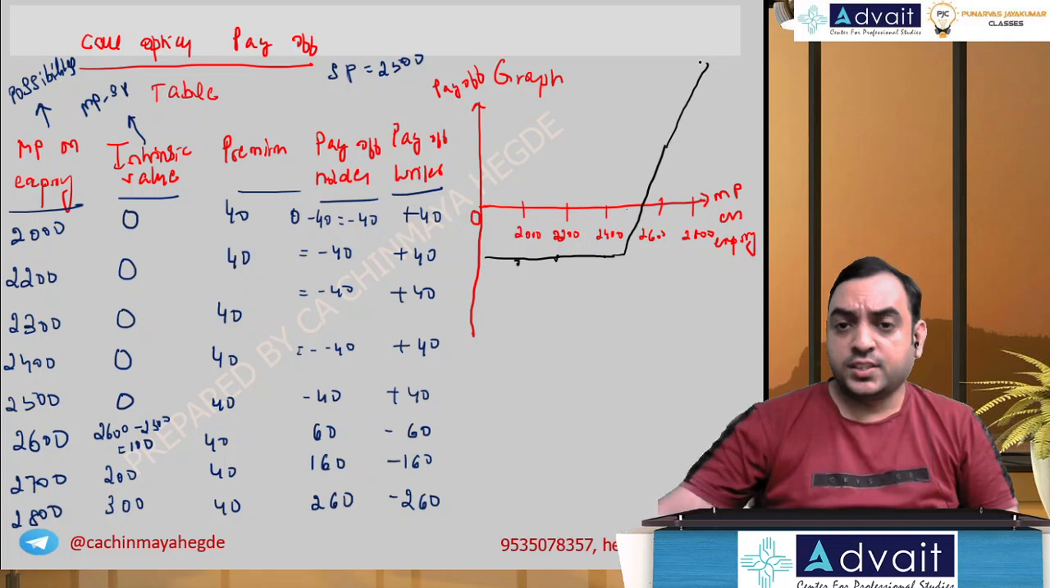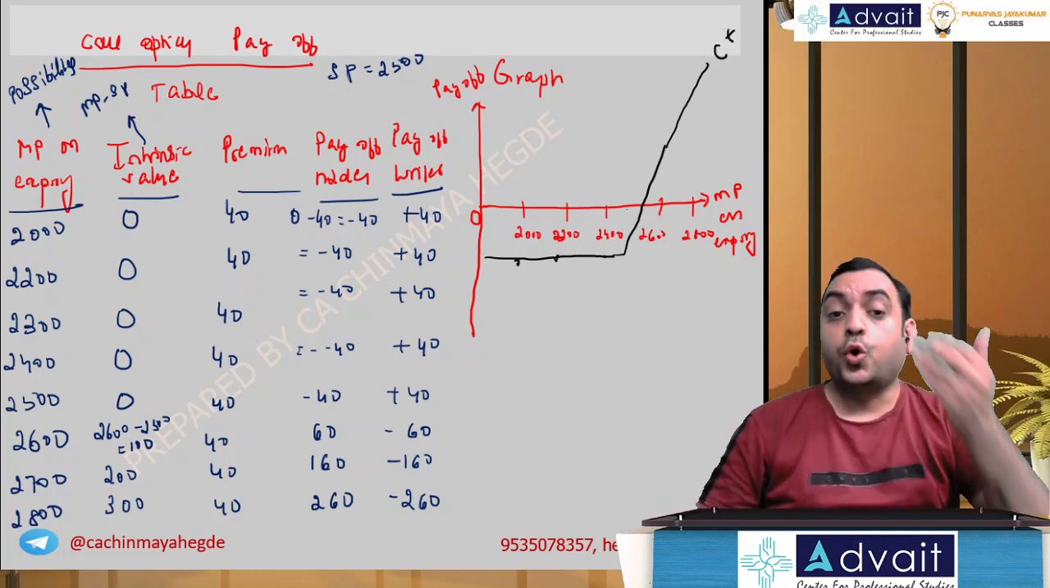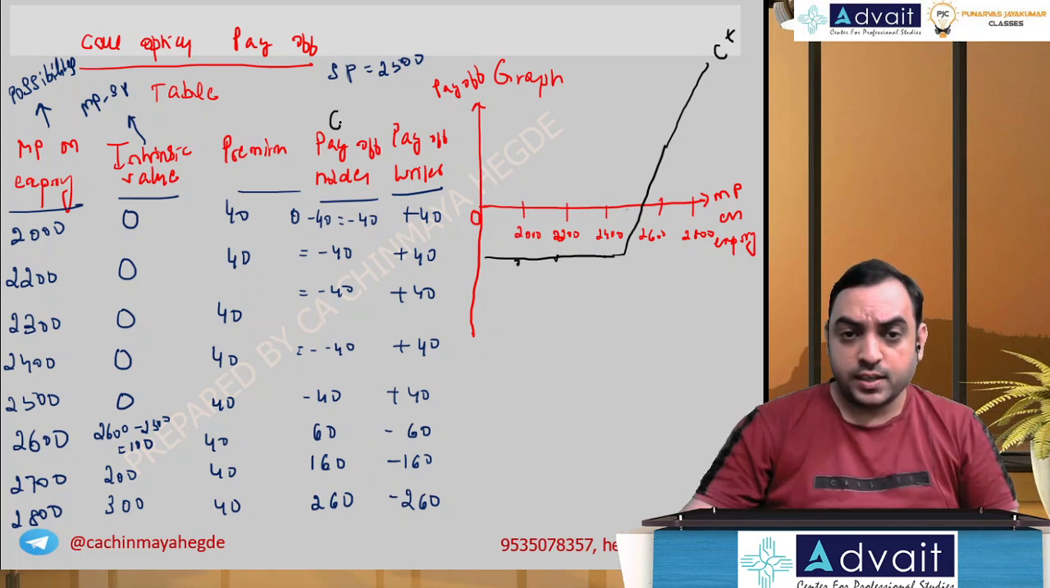Okay, so this is for, I'll say C plus, hope you understand. That is the call option holder. Call option holder, I will call it as C plus. Payoff for writer, I will write as C minus.